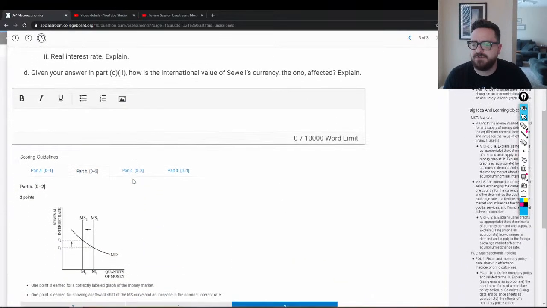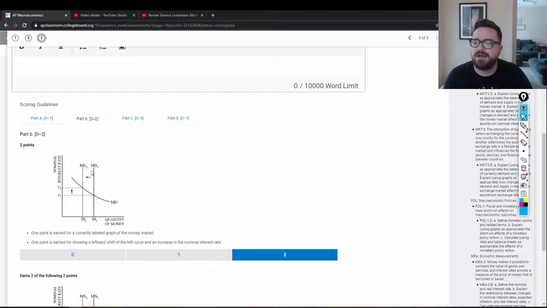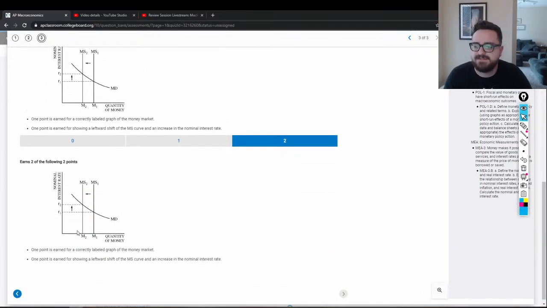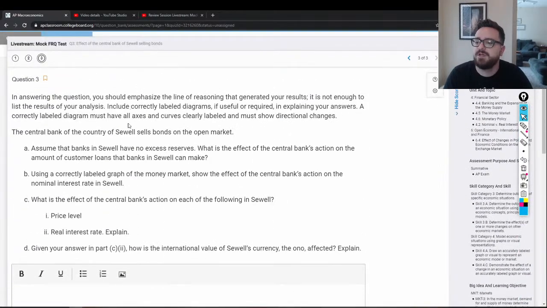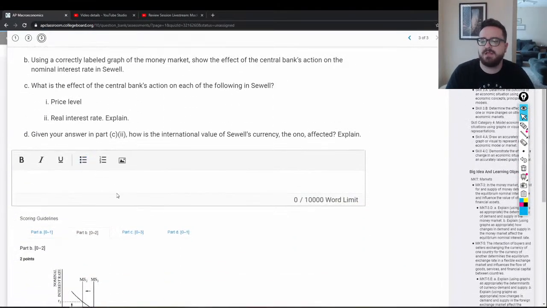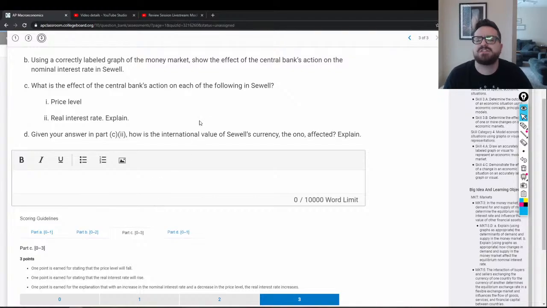B, money market graph should be a decreased money supply. Blah, blah, blah. Look at that. Great. If you write supply of money or MSMD, that is both fine. There's nominal interest rate. I got a higher nominal interest rate. Yep, that's exactly right. 2 points because I did everything, labeled everything right. I did. Okay. Took me a while. I almost messed up and didn't see that I labeled my equilibriums. That's why you double check your answers.